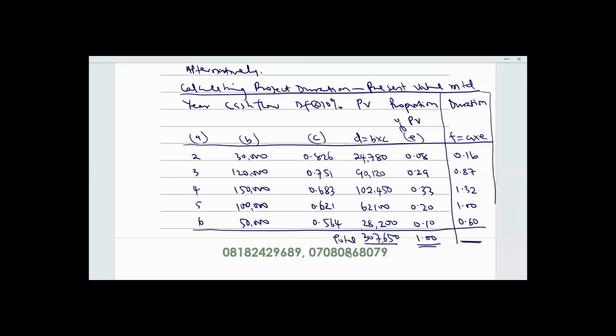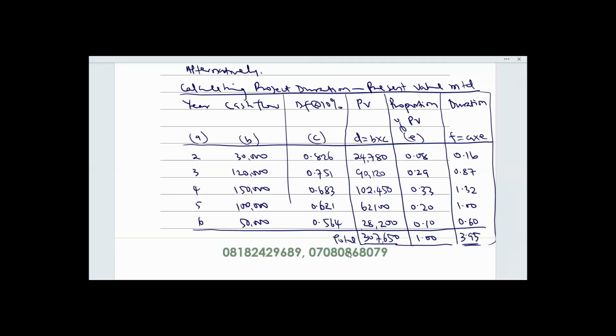$3.95. So 3.95 is the duration. The other one gave us 3.93. So because of the rounding, that's why they are not equal. Ordinarily, they are supposed to equal. But because of rounding, you may have a minimal margin of error due to rounding.